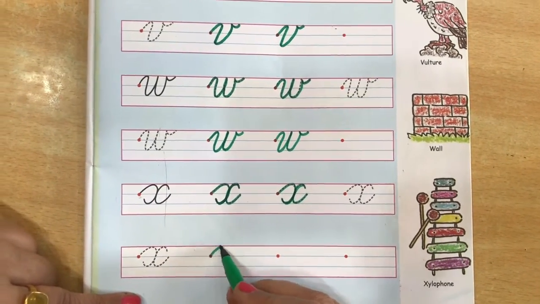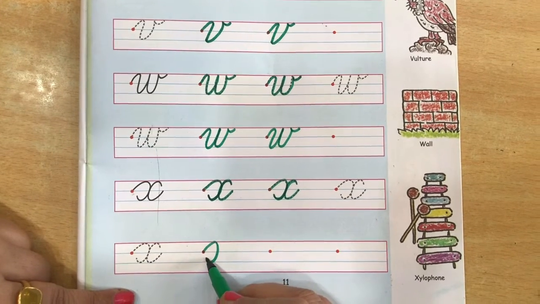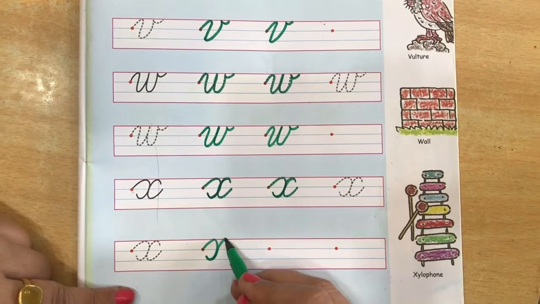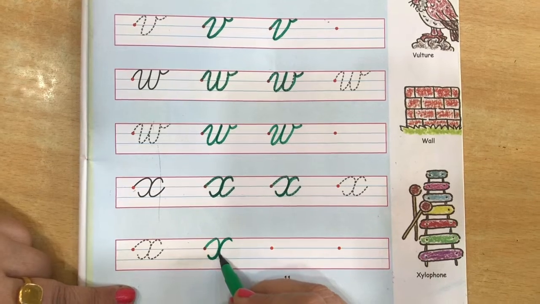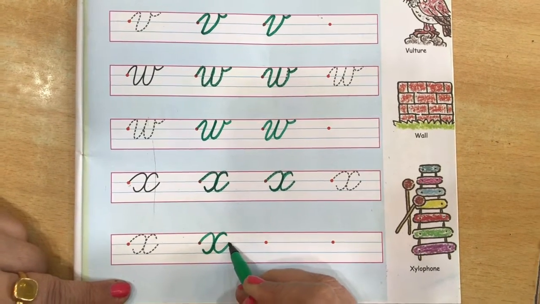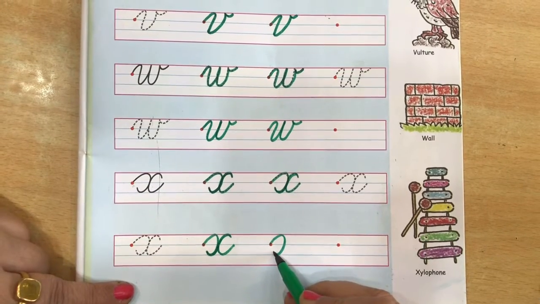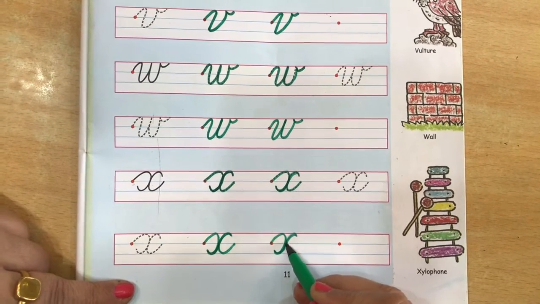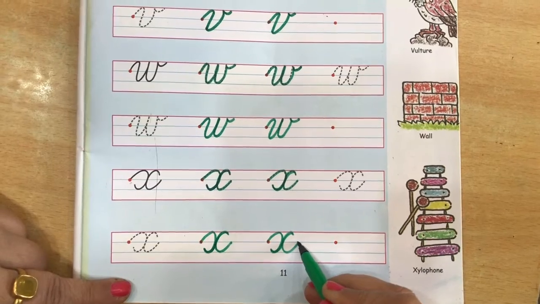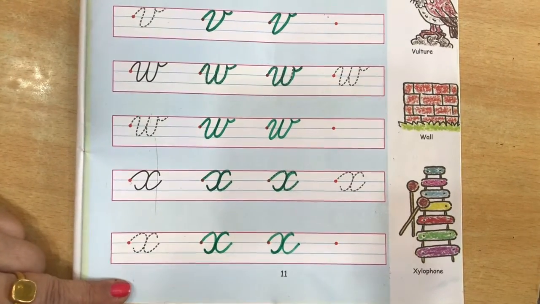Starting from this red dot, make a reverse C type of curve. Now proper C type of curve and leave it here. X. Okay, you can touch it here.